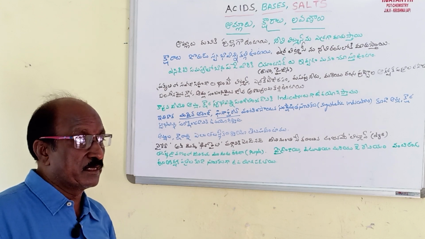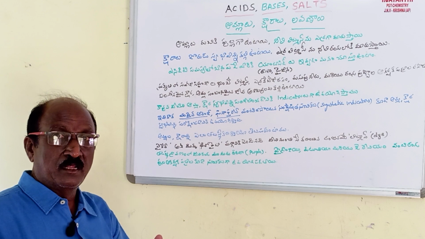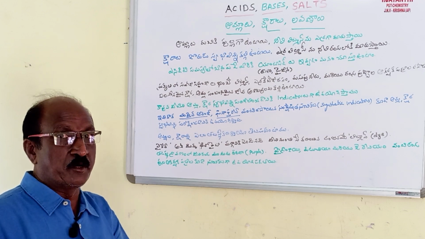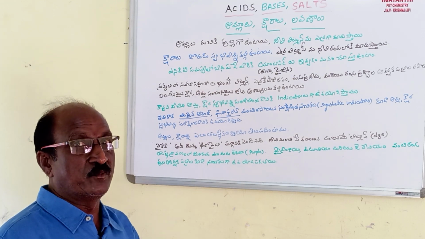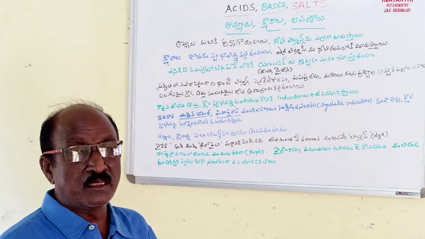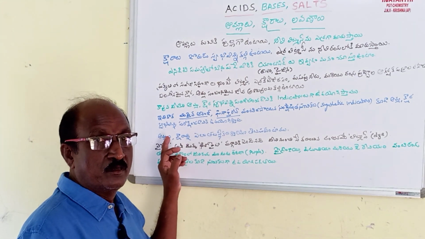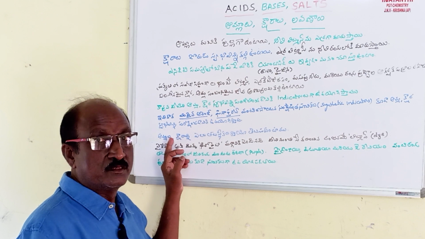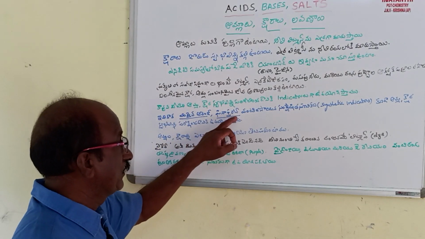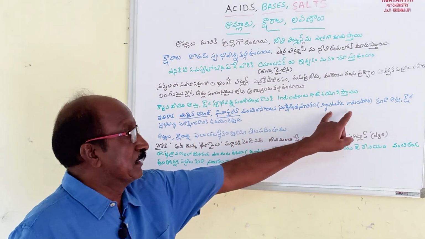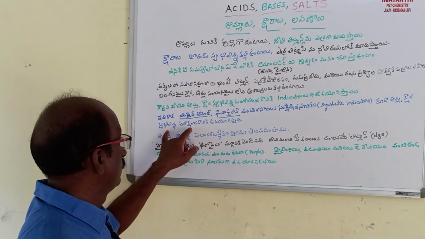Then what about the synthetic indicators? Synthetic indicators we can prepare by ourselves in a laboratory. Synthetic means our prepared indicators. As an example, I wrote here methyl orange and phenolphthalein. These two are very good synthetic indicators for testing acid-base salt qualities.